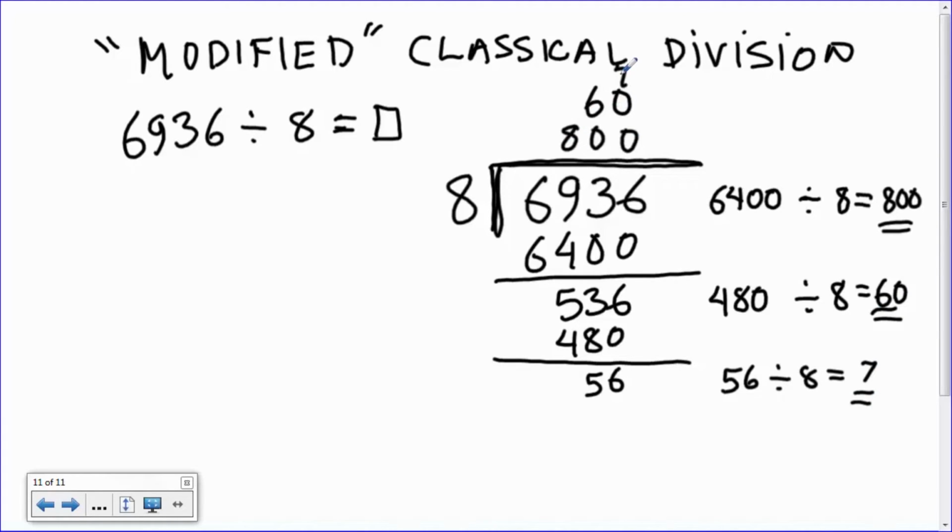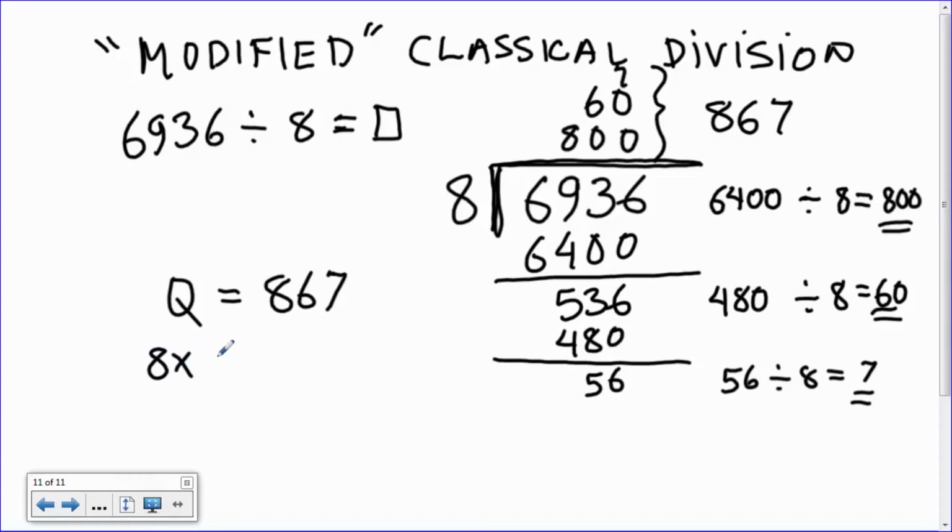And when they add those together, that gives me the true quotient, 867. So the quotient in this problem is 867. So 8 fits into 6,936 867 times. And we could check. We would have to make sure that the 8 groups times the size, 867, when I perform that multiplication by Piaget's conservation number, we have to get back to the original size of the dividend set, which is 6,936. So you'd have to perform that multiplication to make sure that your answer is correct.